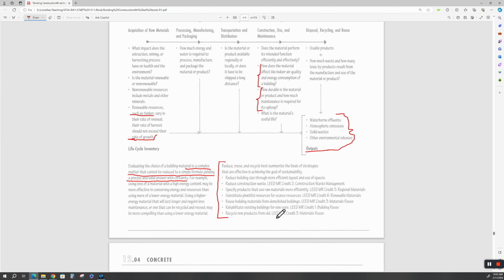Rehabilitate existing buildings for new uses. This is always fun. This is called remodeling, okay? Rehabilitate existing buildings. You take an old building that was made in, I don't know, let's say the turn of the century. Not this century, the last century, 1898 to the early 1900s, okay? And you're going to turn it into something.